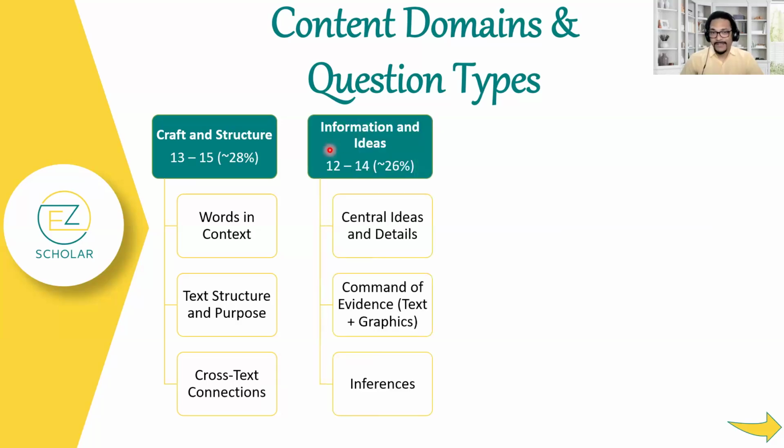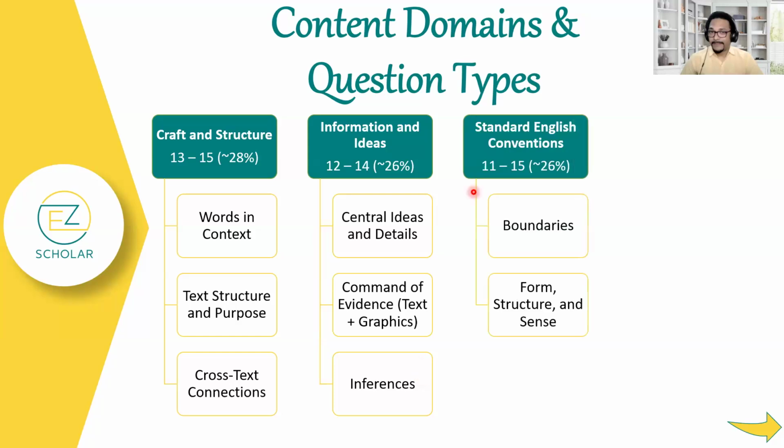The next domain is information and ideas, which has 12 to 14 questions with a rough weightage of 26%. And the question types are central ideas and details, where, like the name suggests, you need to look at what are the main ideas behind the text or some key details. Then command of evidence, textual as well as quantitative, where you need to support or weaken the claim presented in the text with the help of information presented in the text or in the graphics or both. And then you have inferences, where you need to look at the text very carefully and get to the right conclusion based on the information presented there.